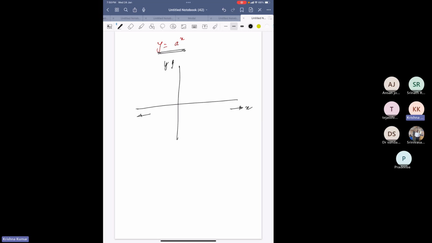What happens at x is equal to 0? A power 0 is 1. So at 0, there should be y equal to 1. Right? So all my graphs have to pass through this. Now let's look at these graphs.